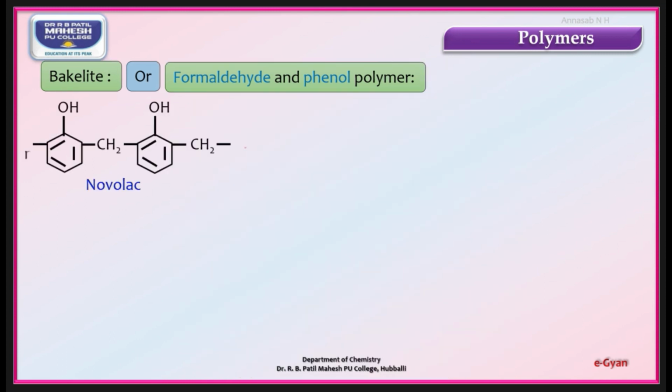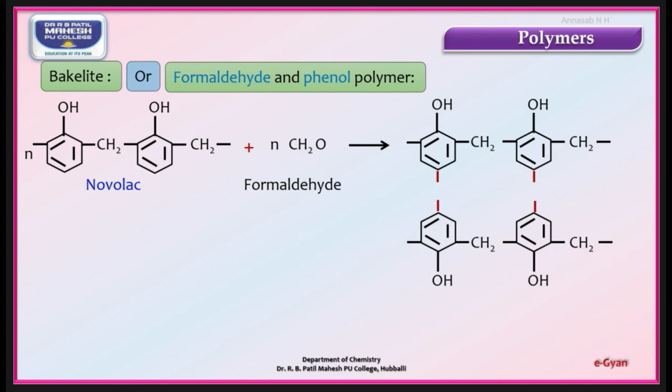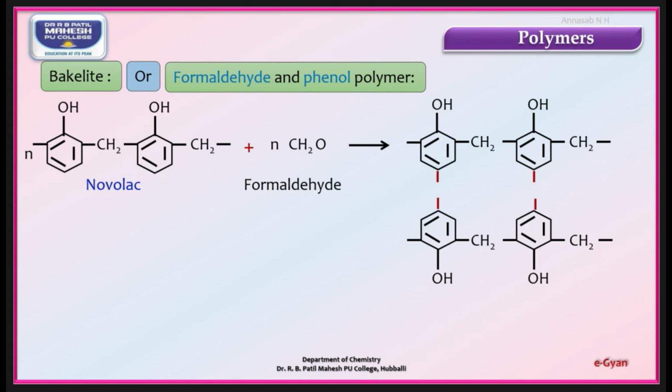This novolac, which is treated with formaldehyde, leads to the formation of bakelite. There is a removal of two hydrogen atoms, and a combination. In this position there is a presence of CH2 groups. We have taken the CH2 group from here, so those hydrogen atoms can go along with the oxygen atom. We can see that process once again.